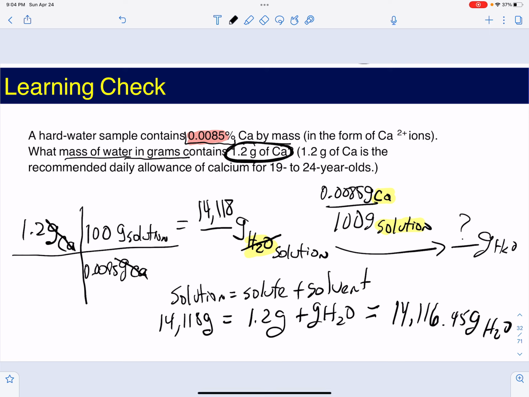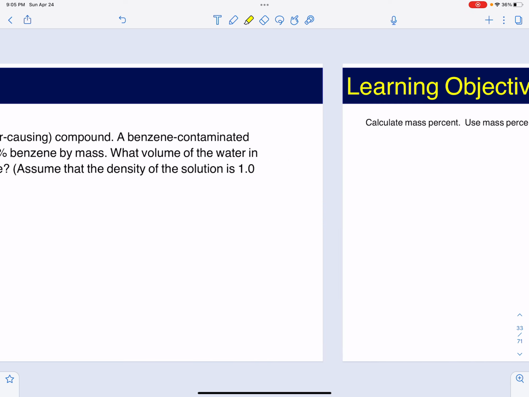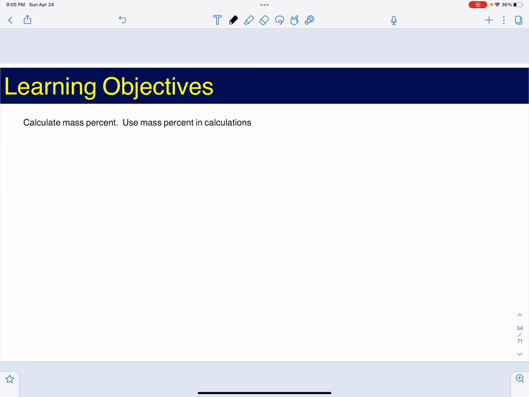Okay, so with my mass percentage, I was able to find the total mass of the solution. But since the solution is solute plus solvent, and I know how much solute I have, 1.2, then the solution minus the solute should give me the solvent, and the solvent is the water, so that's how I find the total amount of water. So you gotta apply the definition of what a solution is. With that in mind, now you're ready to do that one. And once you do that one, we are done with the mass percentage.